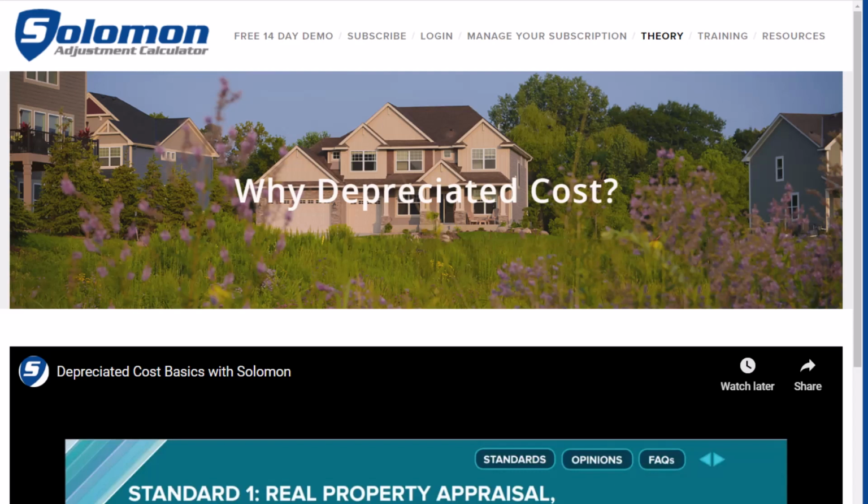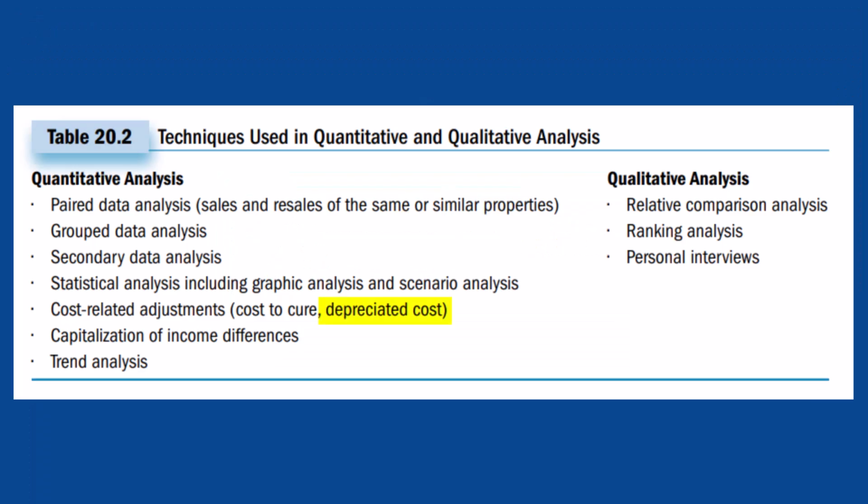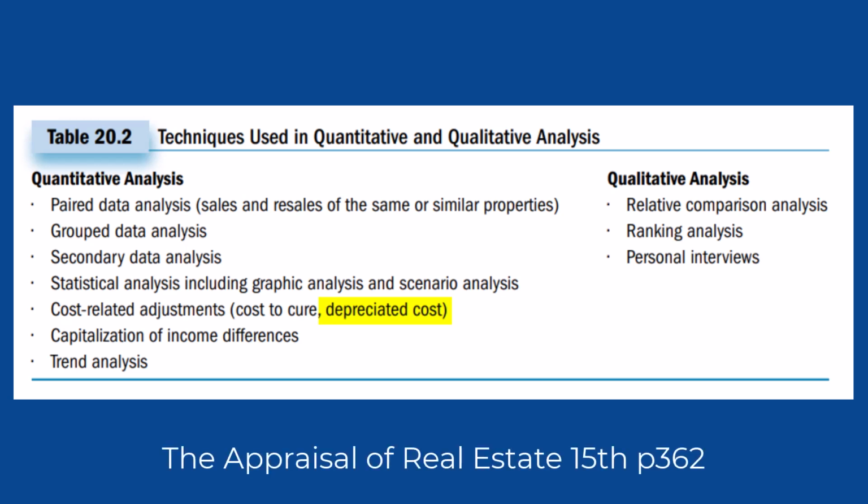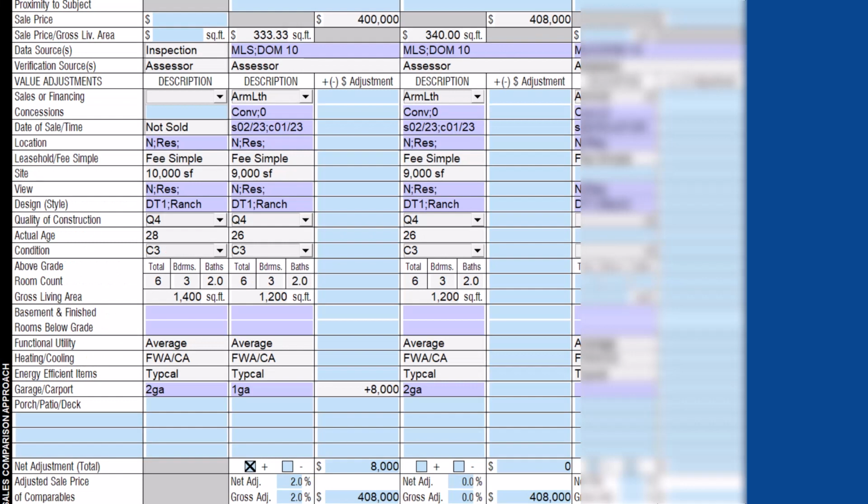Solomon is a suite of calculators that helps appraisers support assignment results. We start with depreciated cost, which is a recognized method in the appraisal literature. Think of depreciated cost as contributory value. In the sales comparison grid, we adjust for the contributory value of differences.